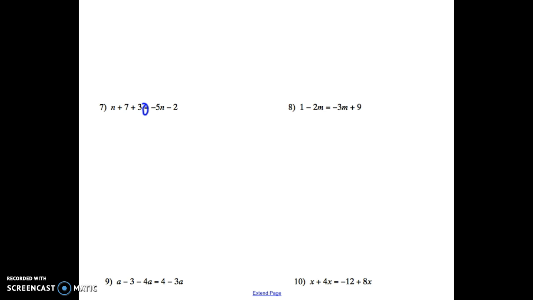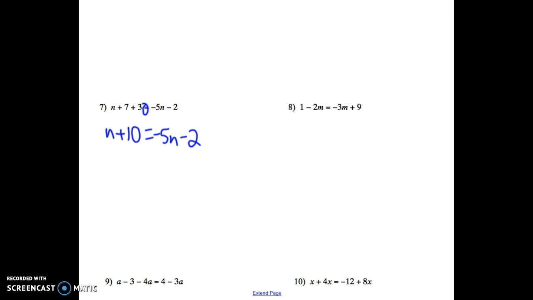So on the left side of the equation, I see that there's an n, a 7, and a 3. The 7 and 3 are like terms, so I need to do the operations telling me to do and add them together before I start moving stuff around. So I will have on the left side now, n plus 7 plus 3 is 10, equals negative 5n minus 2. So anytime that step needs to happen, you need to go ahead and do that before you start moving things around.